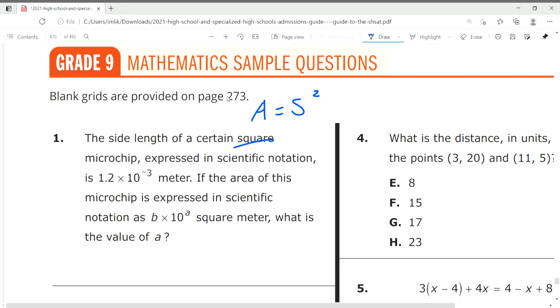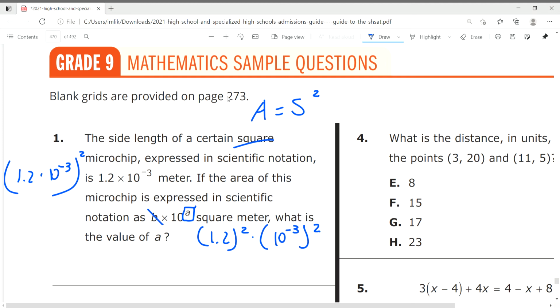So in order to find the area, we're going to have to do 1.2 times 10 to the power of negative 3, squared. And we can actually rewrite that as 1.2 squared times 10 to the power of negative 3, squared. And since we're only looking for a, since we're only looking for the exponent of 10, we can simply cross out b, which is 1.2 squared. So now we can only focus on this. If you know exponent rules, we can just simplify this with our simple rule. We multiply what's on the outside by the inside to simplify it.